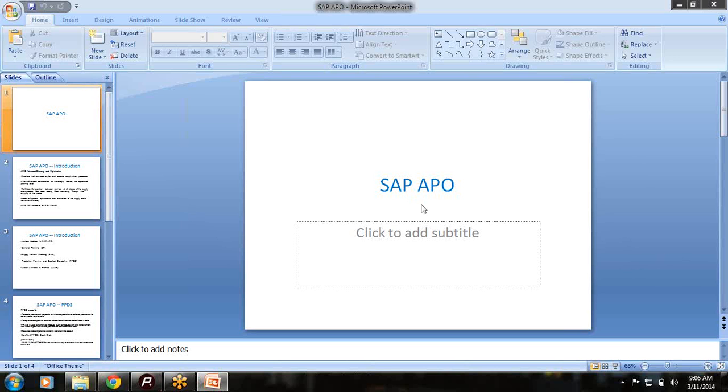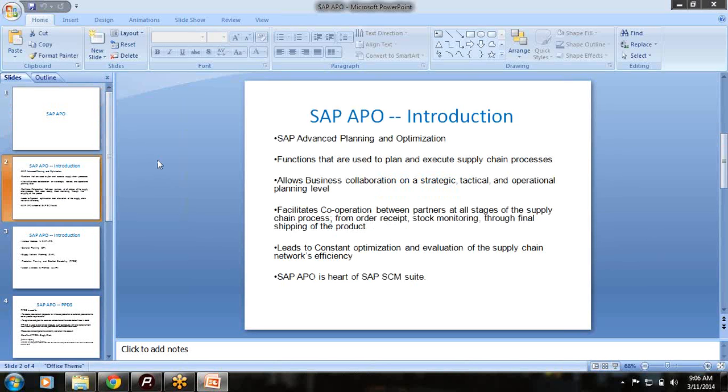We have got ICH. ICH stands for Inventory Collaboration Hub. We have got EWM, that is Extended Warehouse Management. We have got TM, that is Transportation Management. So within SCM, that is Supply Chain Management Suite, we will be basically concentrating on SAP APO. So APO stands for Advanced Planning and Optimization.